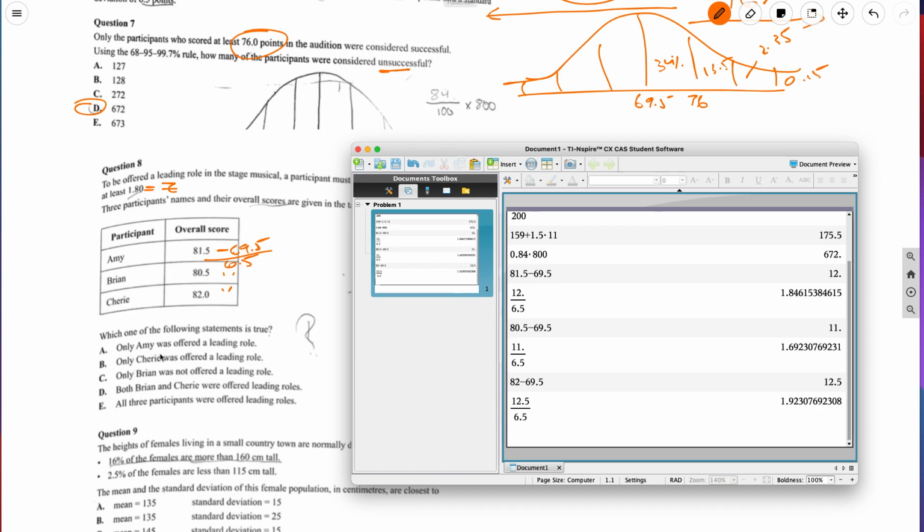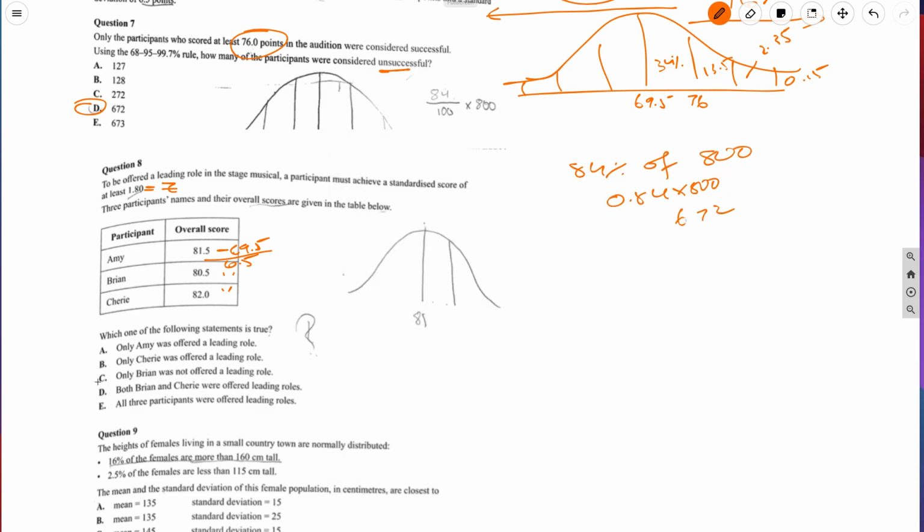So we can see only Amy was offered a leading role. Amy had 1.84, so she's good. She's above. Brian will not get an offer. And then 1.92, Sherry will. So A is out because it's Amy and Sherry. Only Sherry, no. Only Brian was not. That is true. There we go. So that would be the correct one. Both Brian and Sherry, no. All three participants, no. So C is correct.